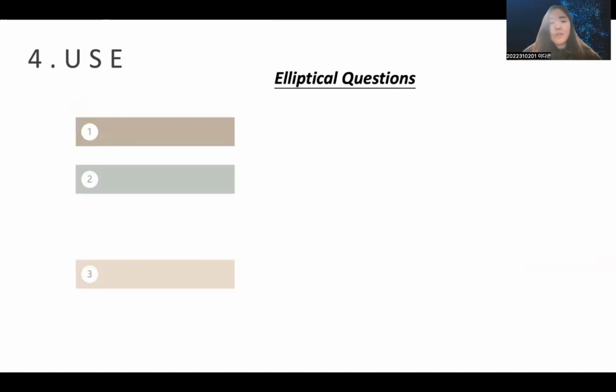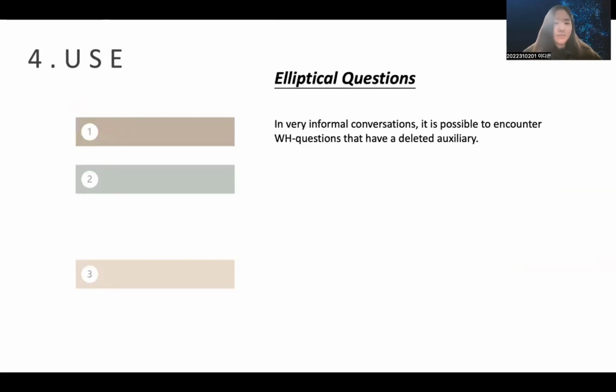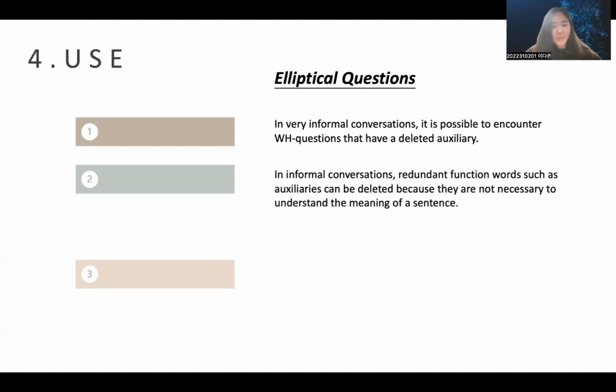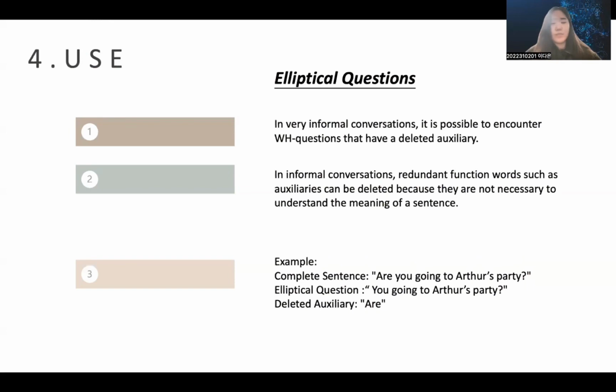Let's go to the following, which are elliptical questions. In very informal conversations, it is possible to encounter WH questions that have a deleted auxiliary. In informal conversations, redundant function words such as auxiliaries can be deleted because they are not necessary to understand the meaning of a sentence. For example, a complete sentence would be, "Are you going to Arthur's party?" An elliptical question would be, "You going to Arthur's party?" And the deleted auxiliary in this question is "are."